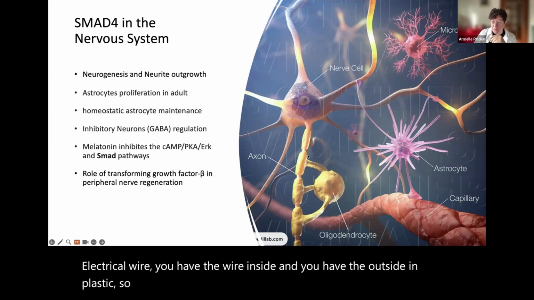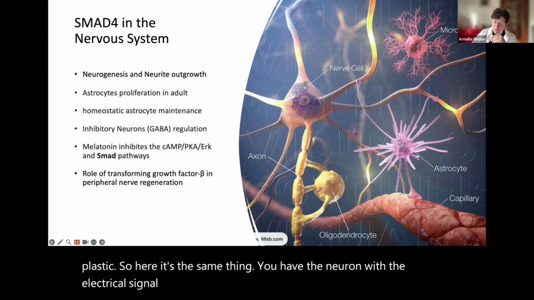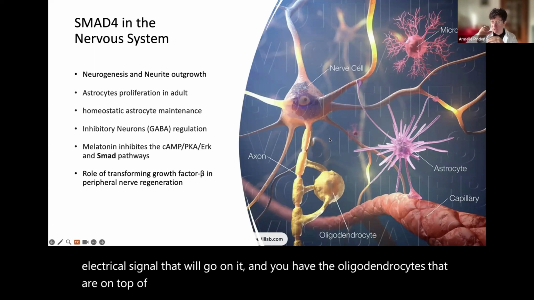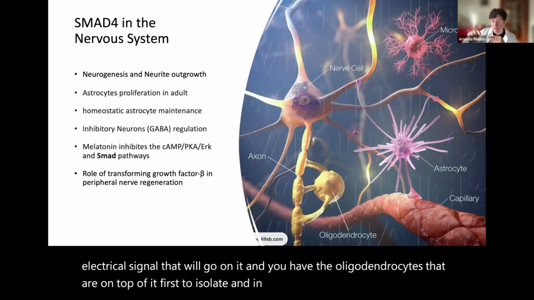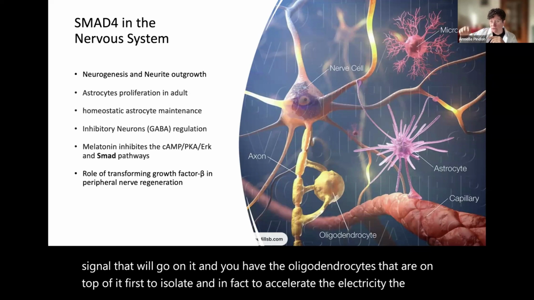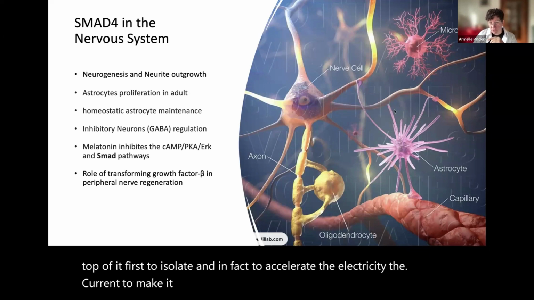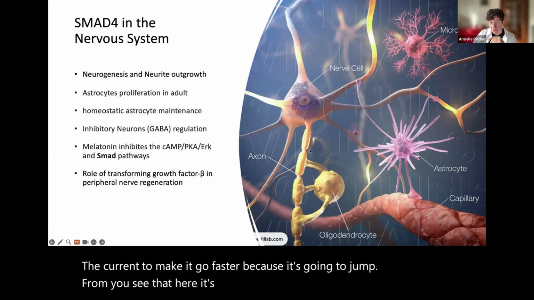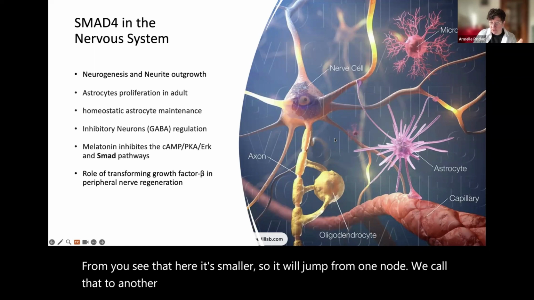So here it's the same thing. You have the neuron with the electrical signal that will go along it, and you have the oligodendrocytes on top of it, first to isolate and in fact to accelerate the electrical current, to make it go faster. You see that here it's smaller, so it will jump from one node, as we call it, to another, and greatly increase the speed of the electrical signal.